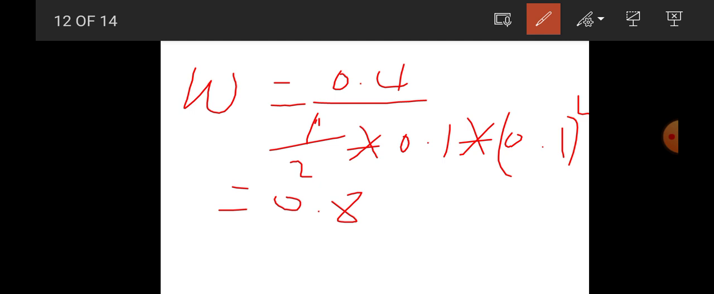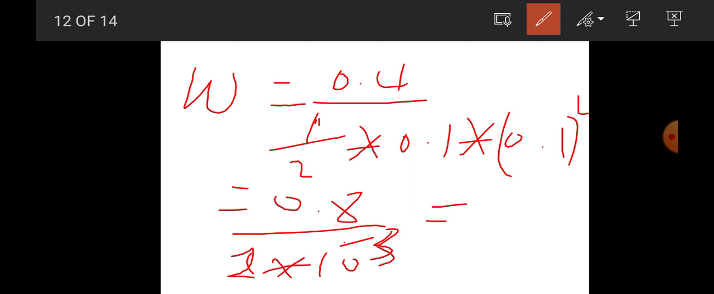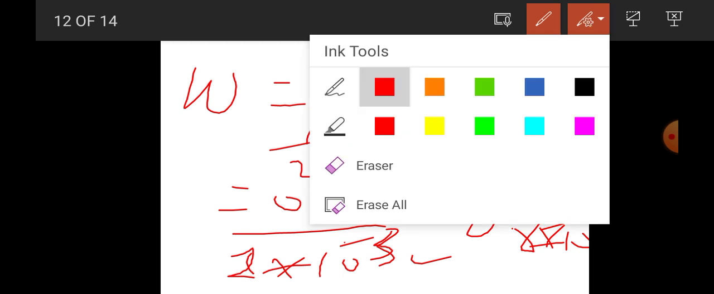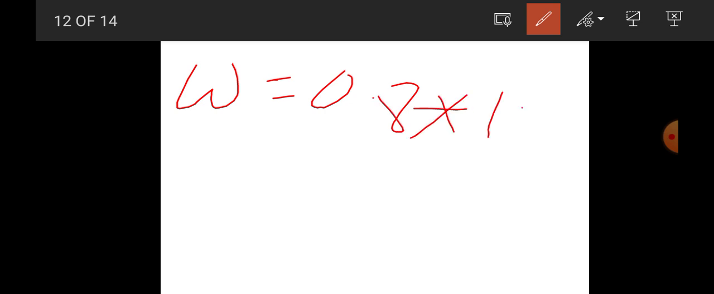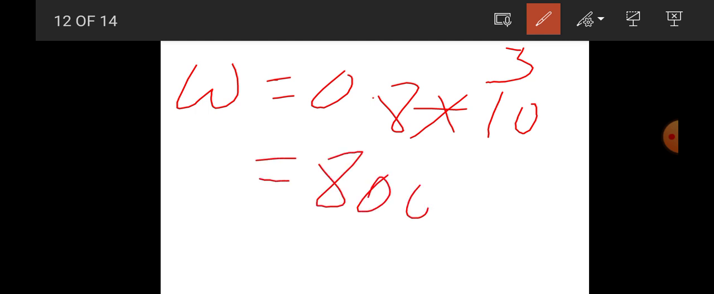When we simplify this, the 2 from below multiplies the upper one, so it becomes 0.8 over 1 times 10 to the power of -3. When we take this upward, the -3 from below becomes 0.8 times 10 to the power of 3. So omega is equal to 0.8 times 10 to the power of 3. So this is equal to 800 rad per second.